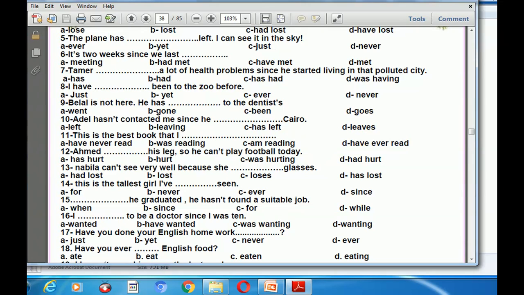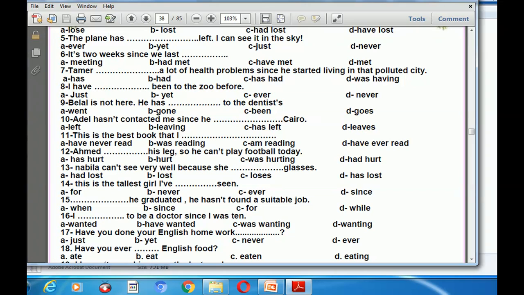This is the best book that we mentioned that this is plus a superlative adjective. We use the structure have ever read. The answer will be number D, have ever read. Ahmed sprained his leg, so he can't play football today. So Ahmed, yes, number A, has hurt. Nabila can see very well because she, yes, has lost glasses.